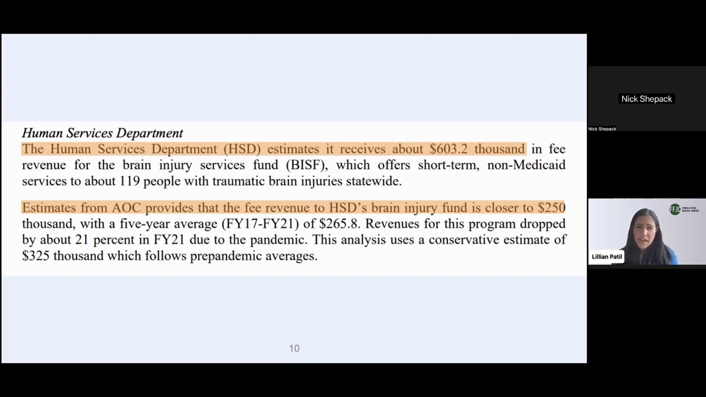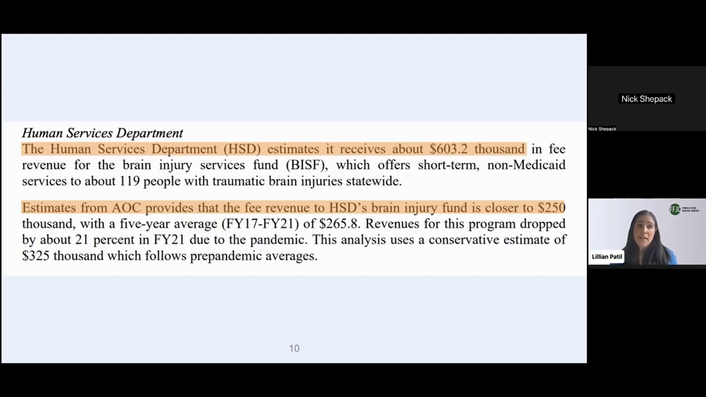In the second paragraph, I have a little bit more information about how the courts got their number. They specifically point out that they used a 5-year average between fiscal 17 and 21 to get to that $250-ish thousand number. And that's always a green flag that goes off in my mind when I see an average over a number of recent years.